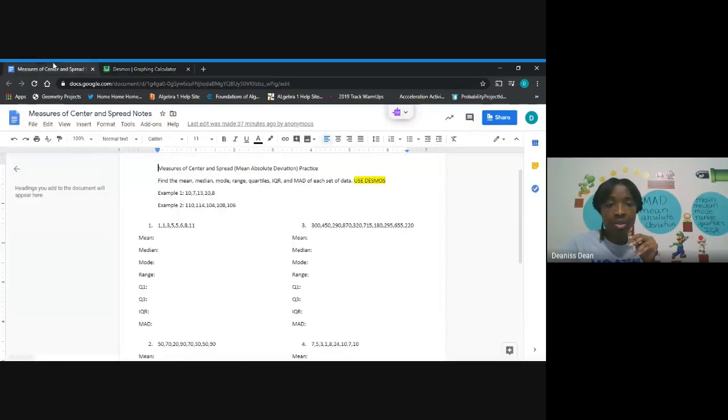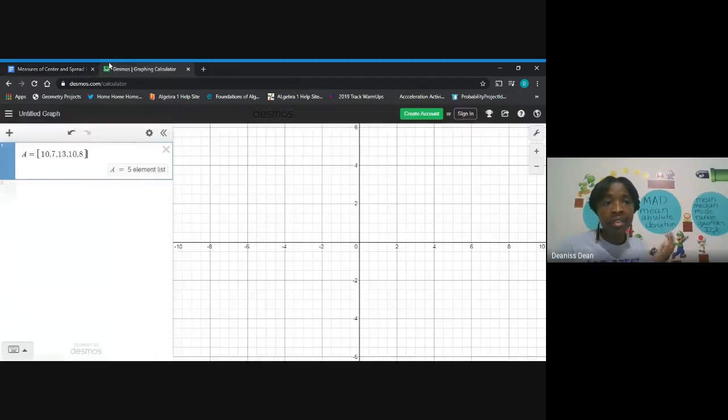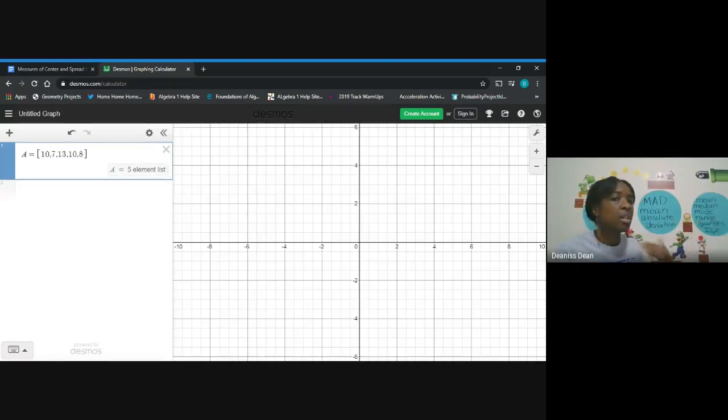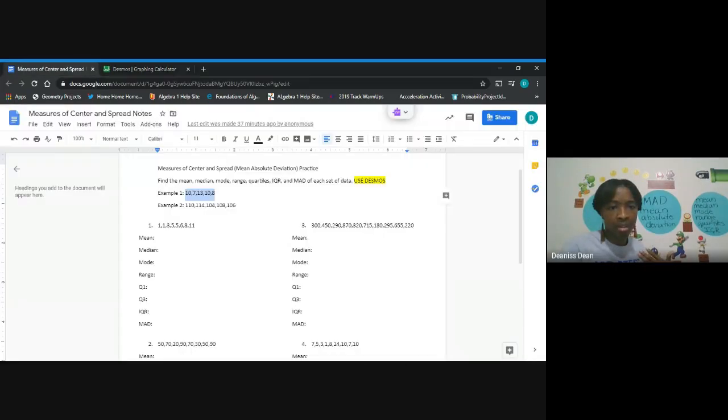And for those of you who didn't get to see it the last time, the easiest thing whenever you have a data set and you put it in Desmos, give the data set a name. I called this first data set A. So I'm just going to show you how I did it again. Put the letter A in, put the brackets, and then I'm going to put my numbers in. This is for example one, because that's the one I'm starting with right now. Okay, so I got all my data values in right here. And I need to find the mean, median, mode, range, and all that stuff for the data set.